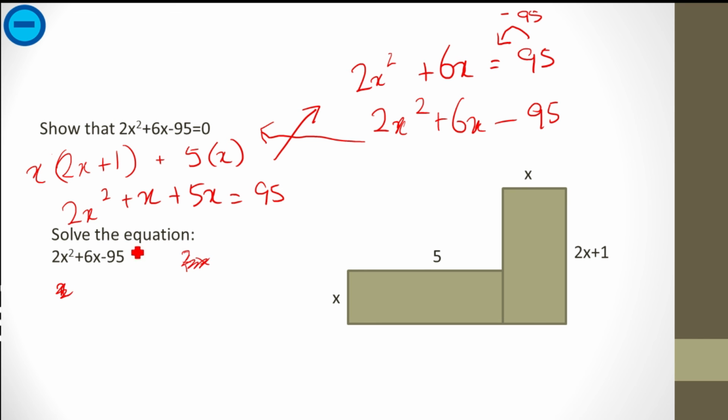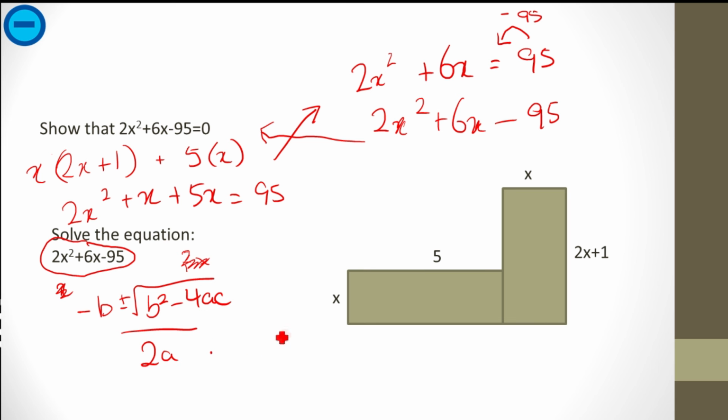Now that we've done this, your homework is to solve this equation by using minus b plus or minus the square root of b squared minus 4ac, over 2a. If you forgot that, go to earlier in the video.